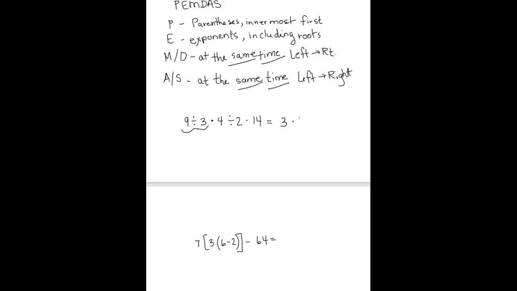And then I'm going to multiply that by 4 divided by 2 times 14. And I'm going to go ahead and say I have 3 times 4, right? I'm going left to right. Now I'm going to have a 12 divided by 2 times 14. All right. Now I'm going to divide this 12 by 2. That's going to get me 6 times 14.